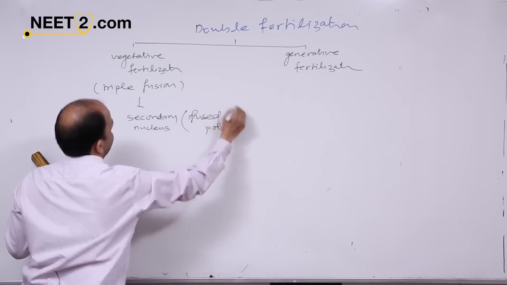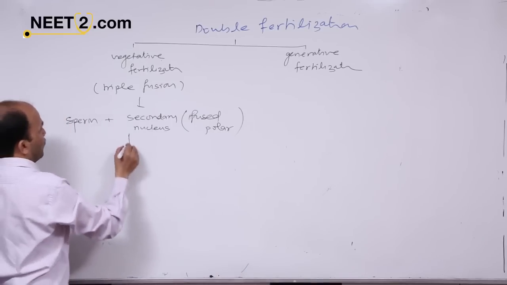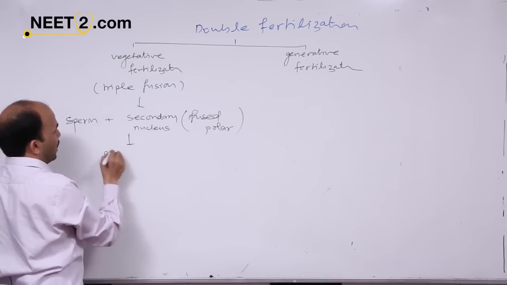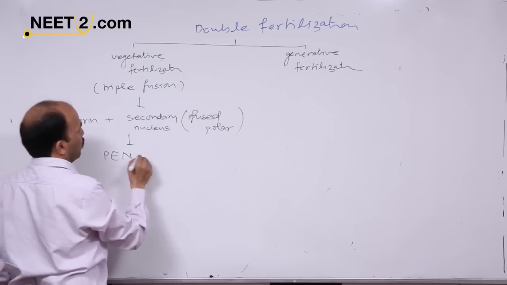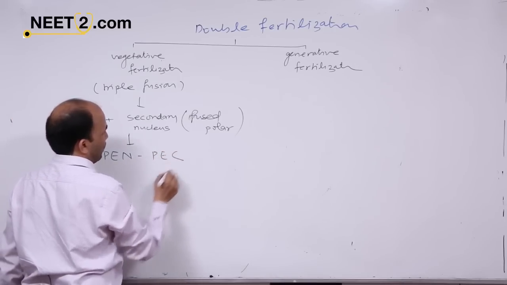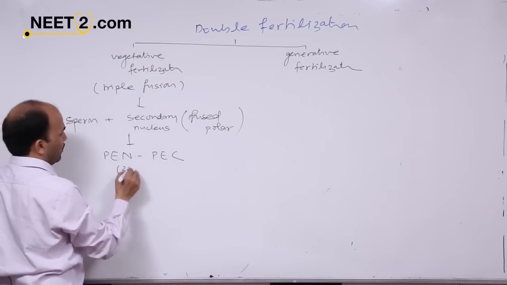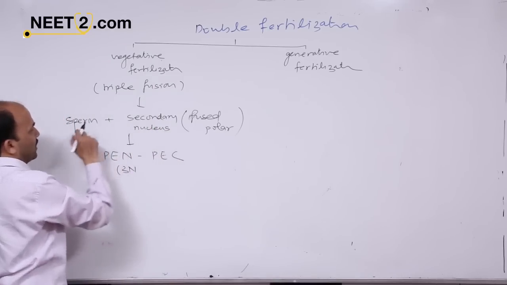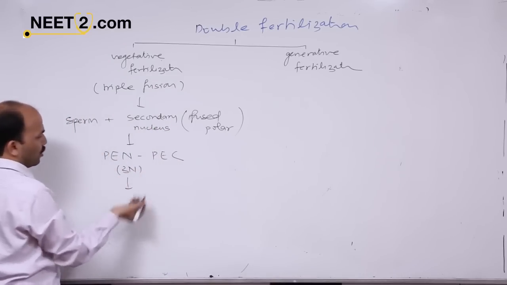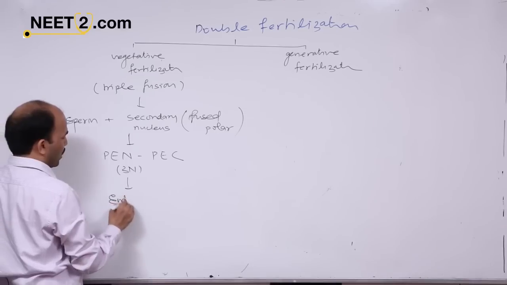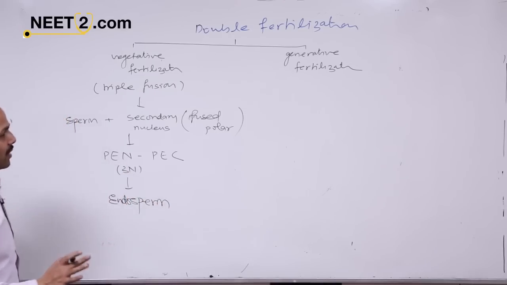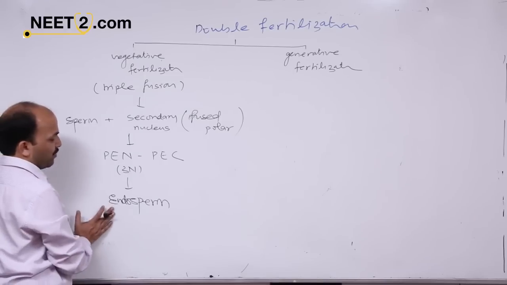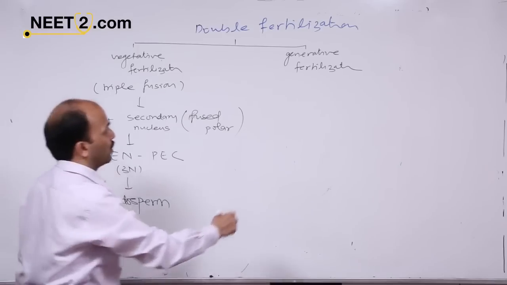Fused polars. तो ये दोनों आपस में फ्यूज करेंगे तो यहाँ से बनेगा प्राइमरी एंडोस्पर्म न्यूक्लियस, और इस सेल को आप बोलोगे प्राइमरी एंडोस्पर्म सेल. This is triploid, क्योंकि 2 यहाँ से 1 यहाँ से. And primary endosperm nucleus will divide to produce the endosperm. The chief advantage of double fertilization in angiosperm is this formation of nutritive endosperm for developing embryo.